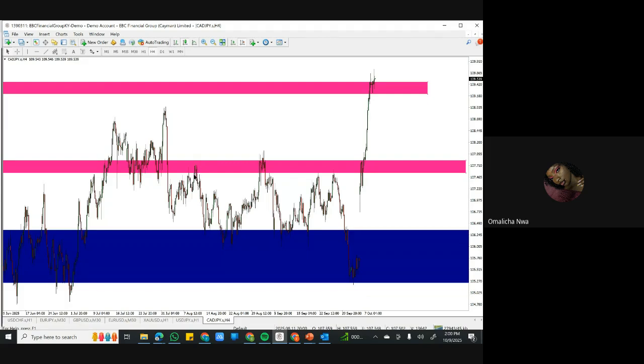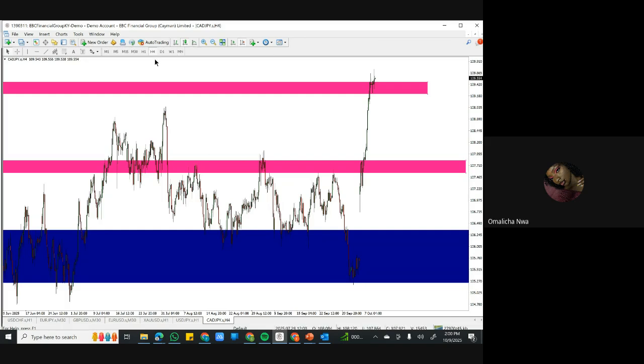Take a look at what is happening here. This is another resistance zone here. This is another one here. And this is another one here. This is a support region here. This is a support. This is a support. This is a support.